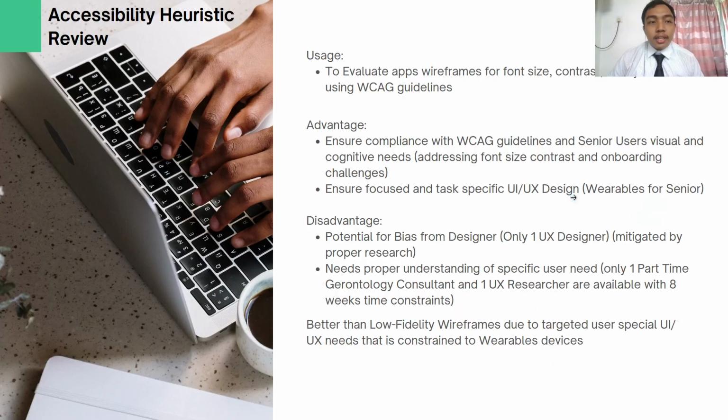So first off, the first technique, accessibility heuristic review. This is to evaluate the app's wireframes for font size, contrast, and clarity using WCAG guidelines. That is very important for senior users that might have physical or mental constraints and special needs, to ensure that they can use the apps effectively. The advantage is that it ensures compliance with WCAG guidelines and senior users' visual and cognitive needs, addressing font size, contrast, and onboarding challenges.